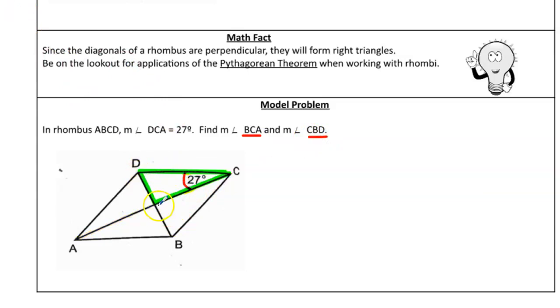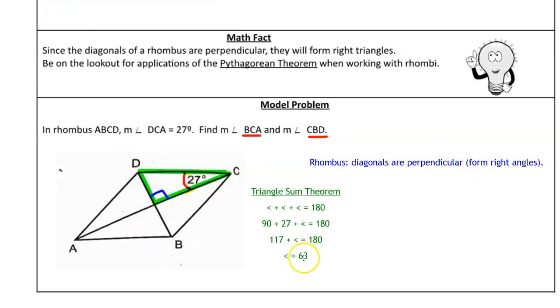I've outlined this triangle, which is DC something, don't really know what this point is, but I know that it is a right triangle because of one fact that I know about rhombuses. So since I know that the diagonals are perpendicular, which means they form right angles, this angle is 90 degrees. That means I can find this angle pretty easily by using the Triangle Sum Theorem. And our old friend Triangle Sum Theorem comes through for us again. We know that the missing angle is 63 degrees. So we'll bring it in here.